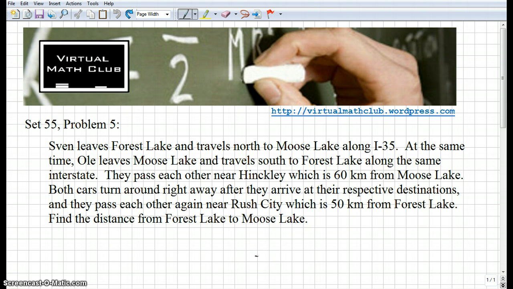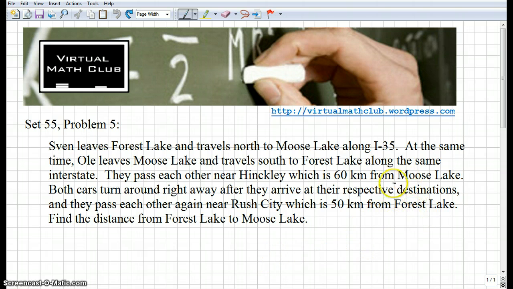Both cars turn around right away after they arrive at their respective destinations, and they pass each other again near Rush City, which is 50 kilometers from Forest Lake. And the question is, what is the distance between Forest Lake and Moose Lake?